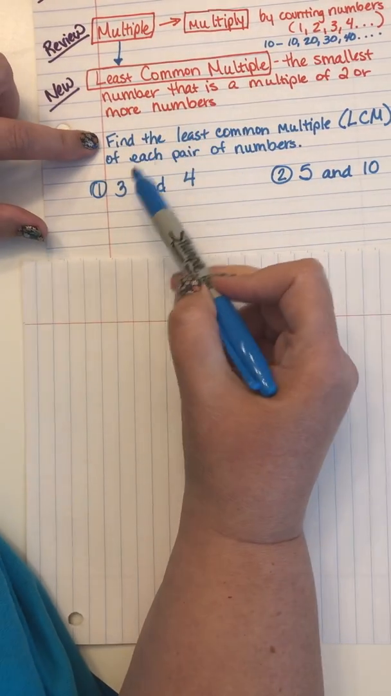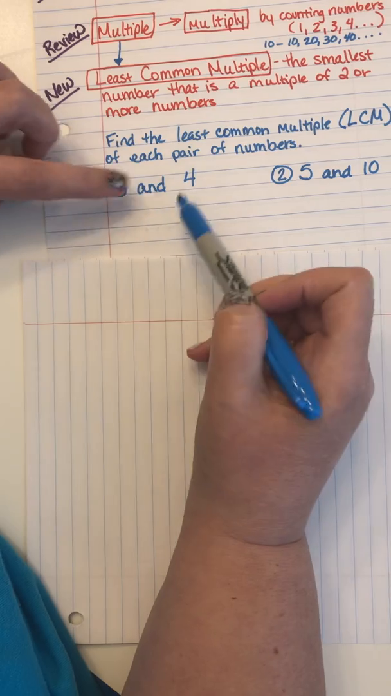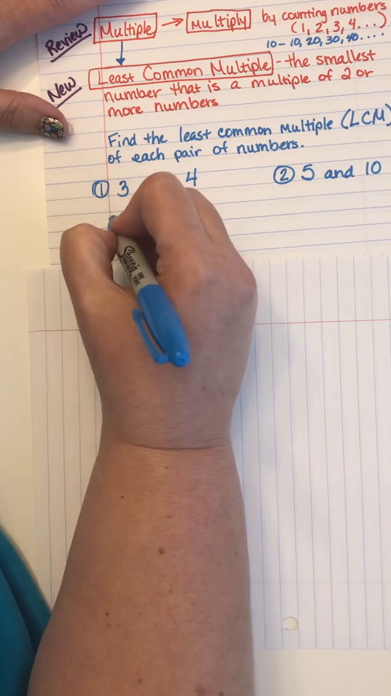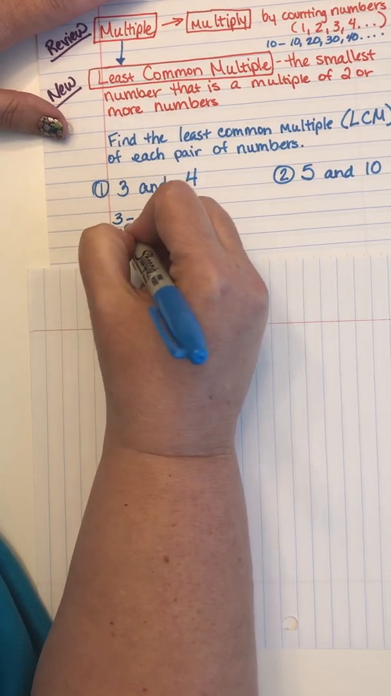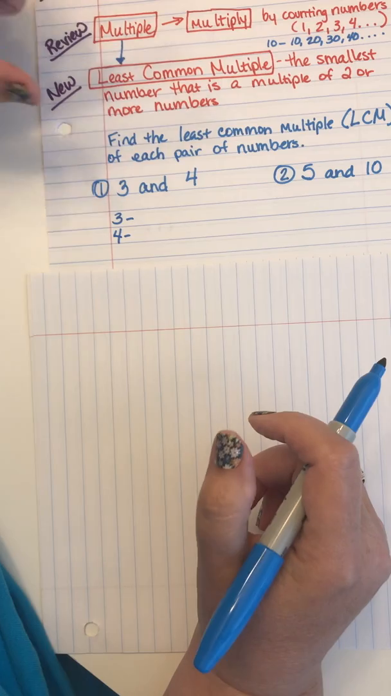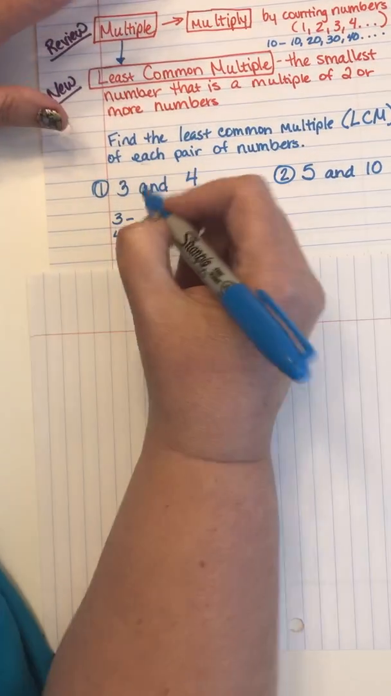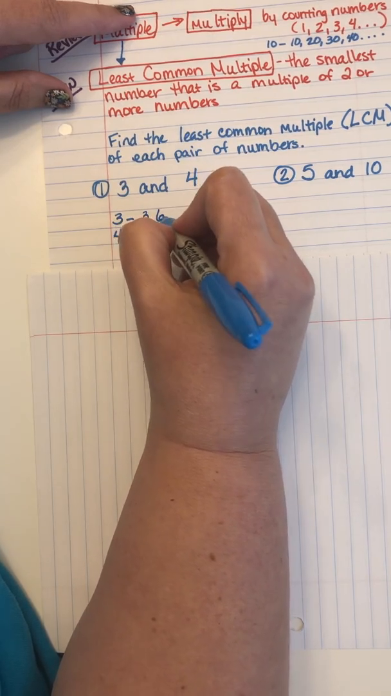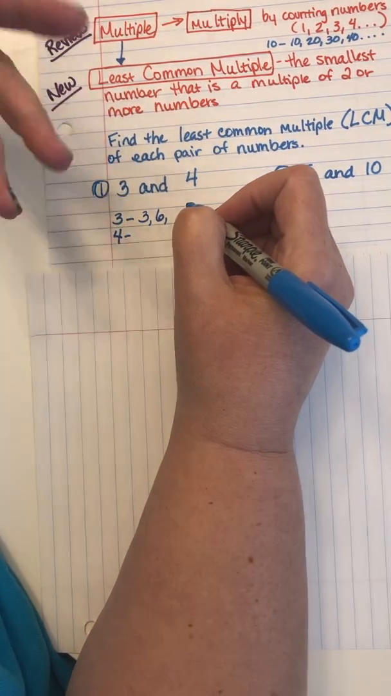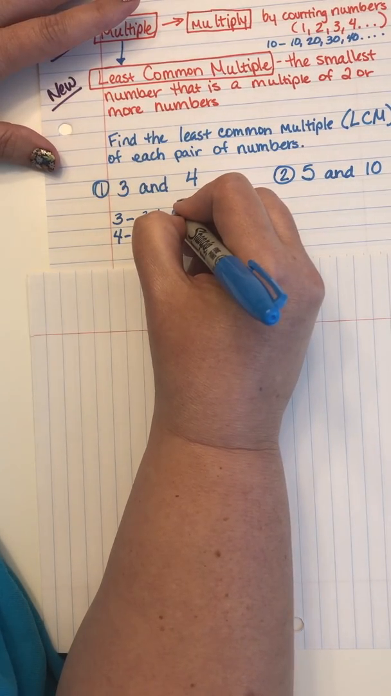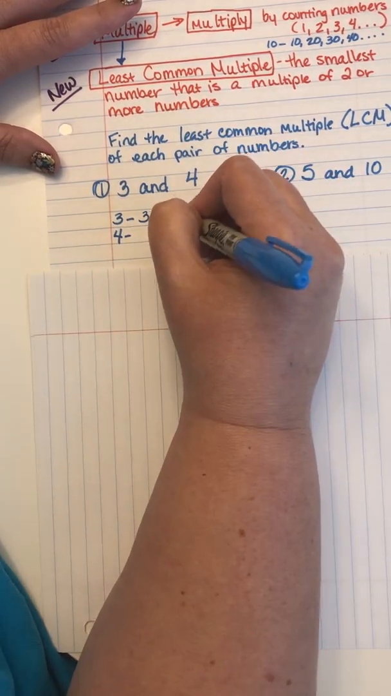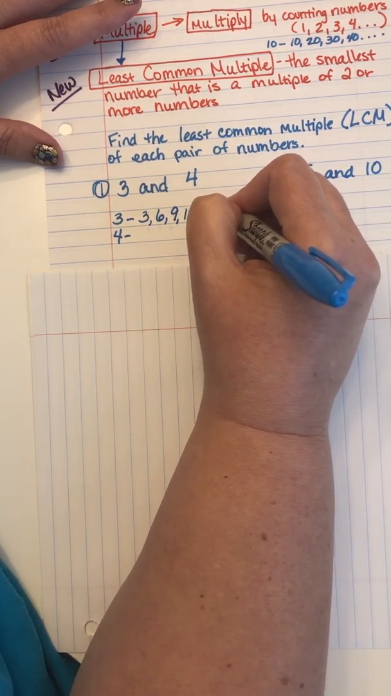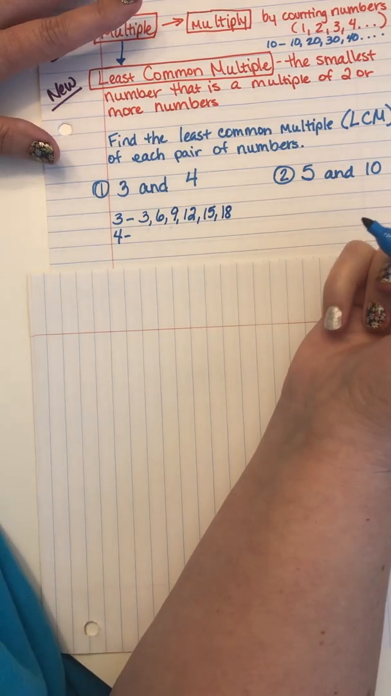So let's start with a couple examples. If I'm supposed to find the least common multiple of 3 and 4, I know the multiple I'm supposed to multiply. So I'm going to take my 3 and 4 and write them down, and start multiplying them by the counting numbers. 3 times 1 is 3. 3 times 2 is 6. Or the other way you could look at it is counting by 3s. 3 times 3 is 9. 3 times 4 is 12. 3 times 5 is 15. 3 times 6 is 18. And I'm going to stop there.